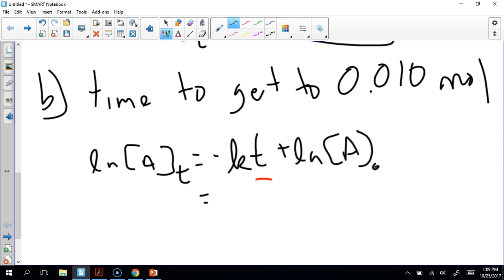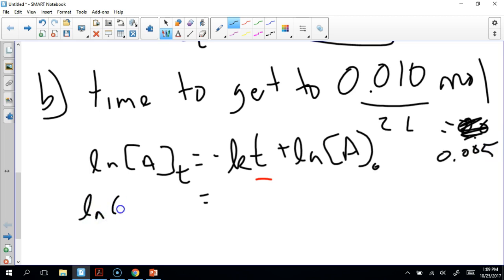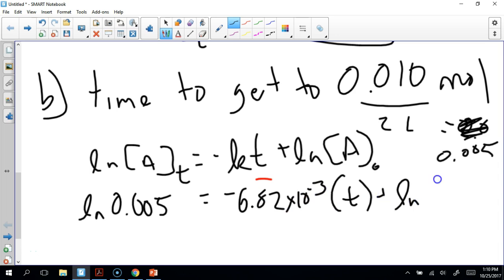But now, again, be careful of your units. This is in moles. Moles per liter is molarity. The molarity is going to be this divided by 2 liters, and so the molarity is 0.005 molar. And so we're going to do the ln of 0.005, plug it in, and we do the math.